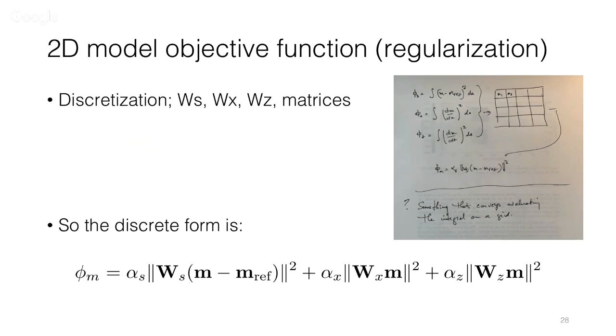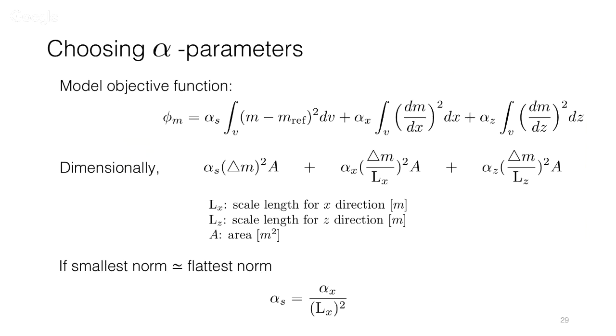So here, notice the alphas. Alpha s is pre-multiplying something that's making the model close to the reference. Alpha x is concerned with derivatives in the x direction. Alpha z is concerned with derivatives in the z direction. So how do we choose these alpha parameters? Well, this is the thing that we're interested in.